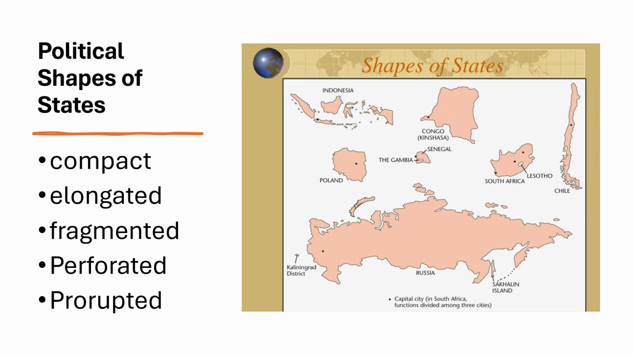You can look on the map and you can see Indonesia, very fragmented. Chile, very elongated. Poland, nice and round, so compact. South Africa, you can see the little holes in it. And just look at Russia with all the little pieces hanging off of it everywhere.